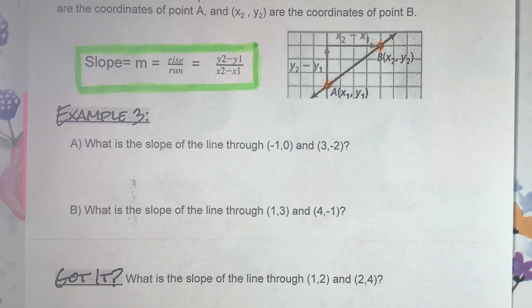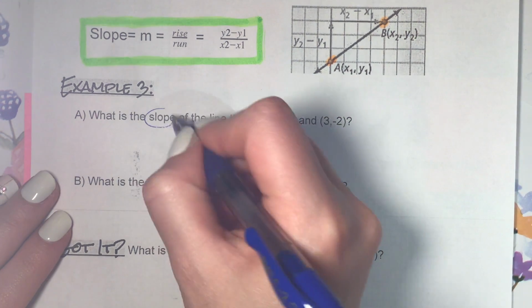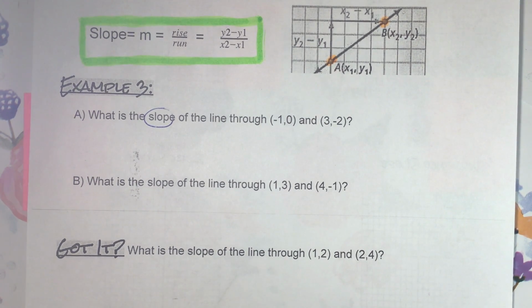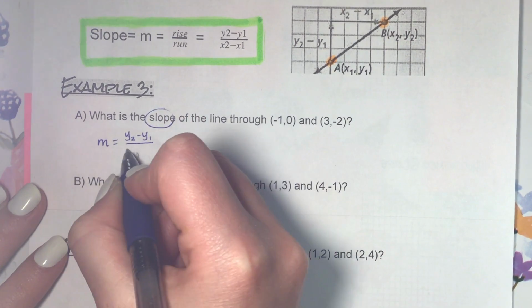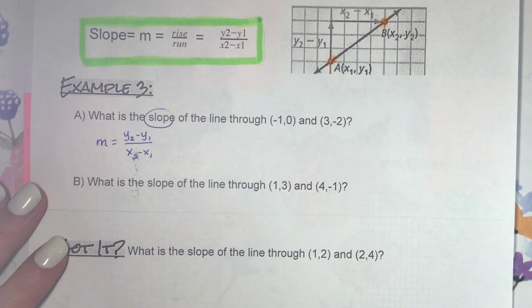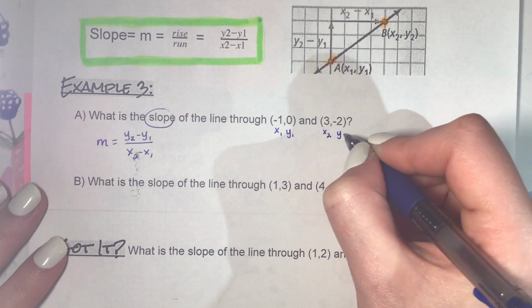So here we have example 3, and it says, what is the slope of the line through -1, 0 and 3, -2? Okay, so all we're trying to do is find the slope. We don't need to worry about the equation of the line or anything else that we could figure out using this. We just want slope. So the formula for slope, I'll write it right here, M is equal to y sub 2 minus y sub 1 over x sub 2 minus x sub 1. Well, how do you know which one is which? It does not matter which one you choose. I typically just go left to right, so I'm going to say x1, y1, x2, y2.